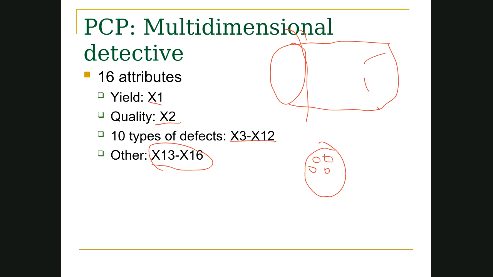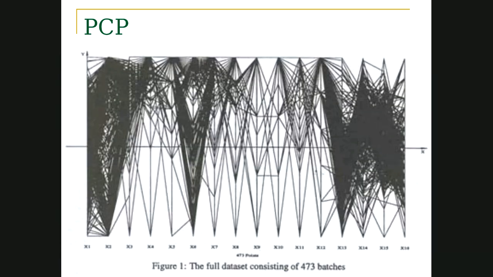So they build a parallel coordinate plot of the whole thing. It looks like a hairball. But you see x1 is here, that would be the yield, and it's all over the place. And this would be the quality of that, and then various kinds of defects, and the last 4 are proprietary, and we don't know anything about them, and the paper doesn't talk about them.